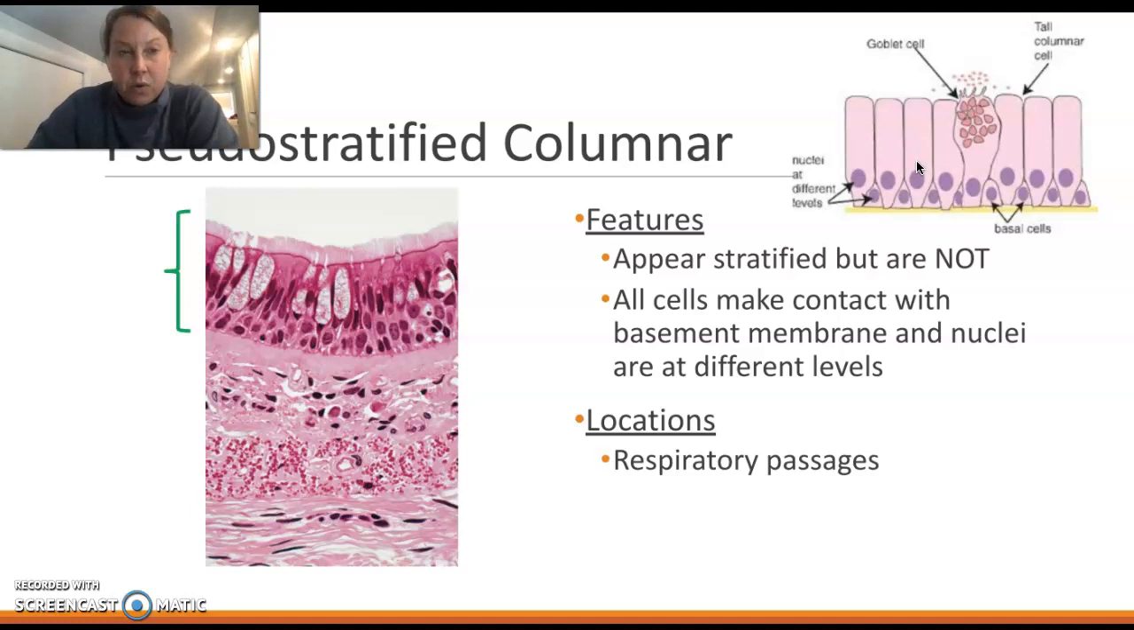Something really common to look for with pseudostratified is the long cilia at the top, and it lines our respiratory passages. So if we think about the lining of our nose, down our trachea, that's where we're going to find pseudostratified, so false layered.